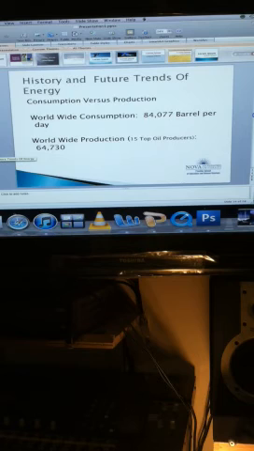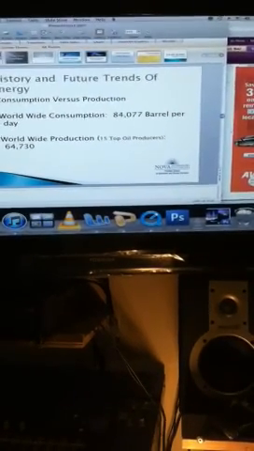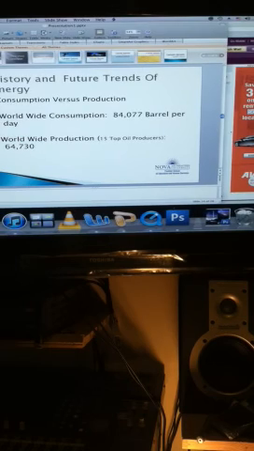This is all the consumption versus production, which I was just talking about. Worldwide consumption is 84,077 thousand barrels per day, and the worldwide production of the 15 top oil producers is only 64,730. You can see a big difference in there, like I was showing with the U.S. consumption versus production.